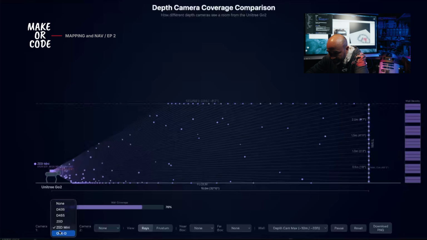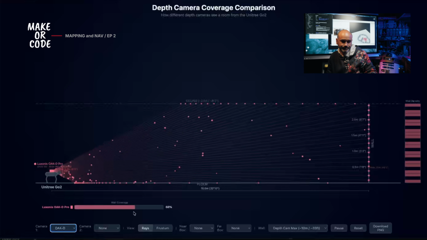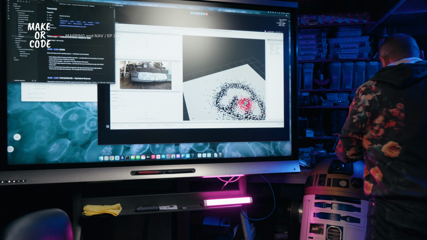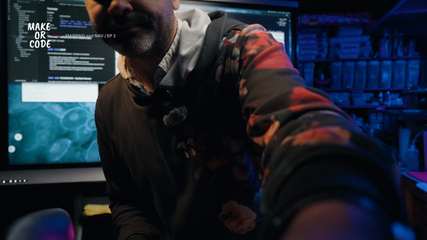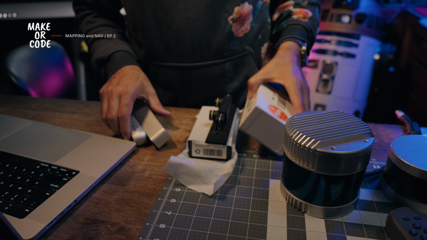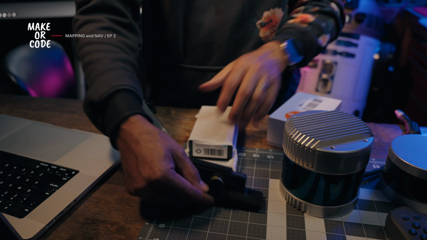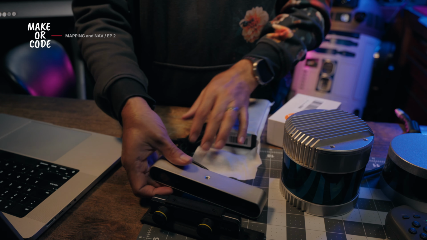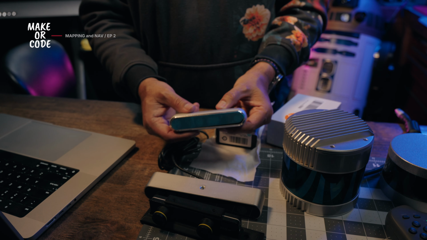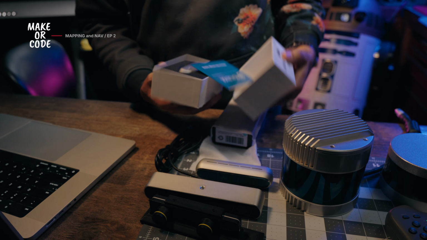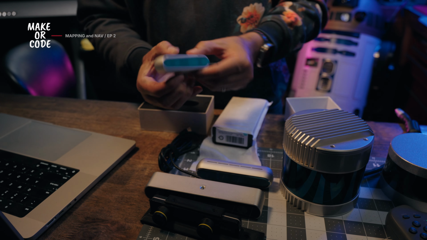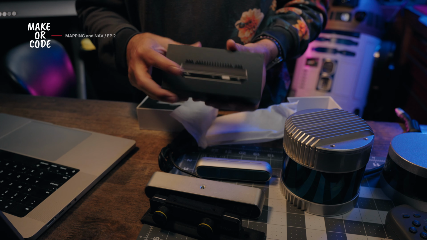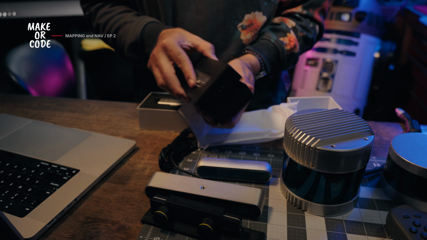Okay, and then last is the Oak D Pro. So just like before, I have a bunch of these cameras that I've acquired over the years. This is the ZED Mini, the original ZED, the big boy, the D455, this is the D435, and this is the Oak D Pro. So I have that one also.